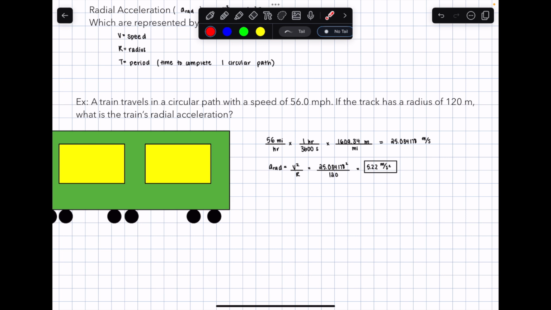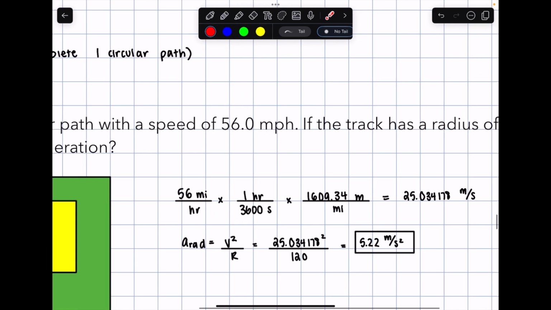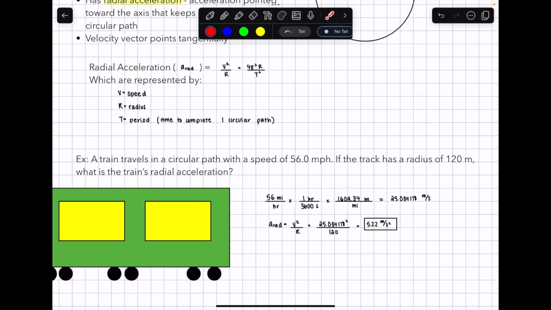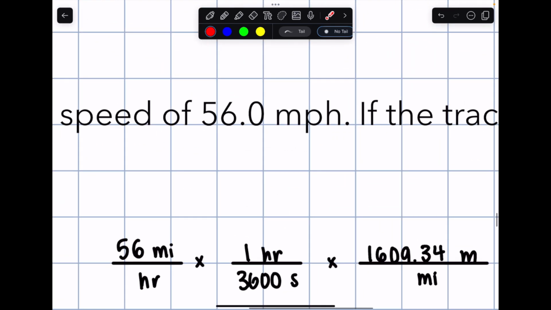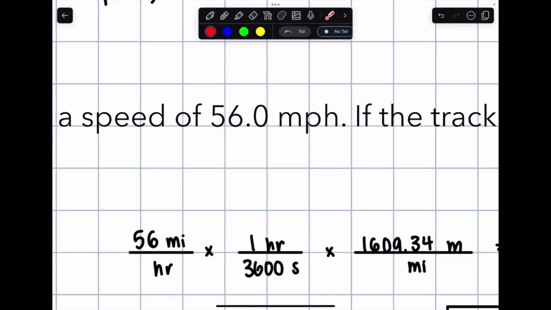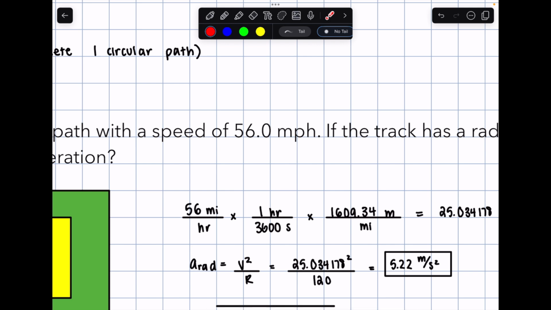With a problem like this, it can be really easy to just go 56 squared divided by 120. That's going to give me radial acceleration, right? But we have to be careful about units. In this case, we're given miles per hour, and so we're going to have to convert that to meters per second for us to actually have an accurate answer. To do that, we just do some simple conversion.